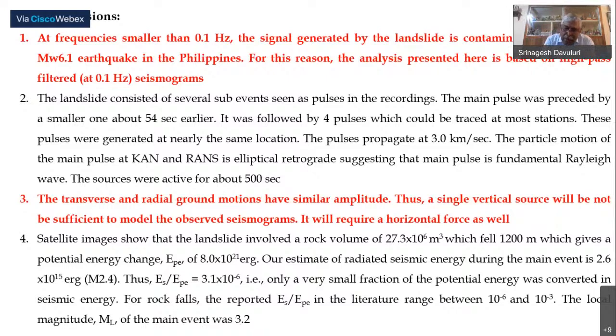And the particle motion is very important. When you look at the seismogram, you have the P wave and the S wave. These are called the body waves. And then you have the Rayleigh waves and the Love waves, which are called the surface waves. When we looked at the particle motion of these waves, they are elliptical retrograde, suggesting that they are Rayleigh waves, which are generated because of the turbulent flow; when the material is flowing, surface waves are created. The transverse and radial ground motions have similar amplitude, so a single vertical source will not be sufficient to model the observed seismograms. It will require a horizontal force as well. And exactly that is what I showed. You have to have a drag force as well as a lift force.